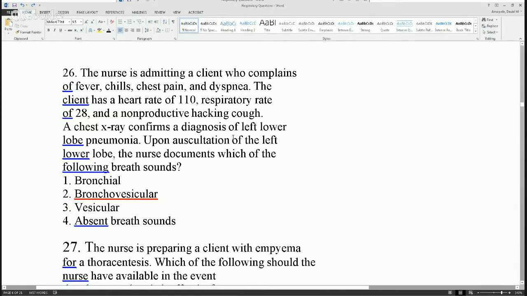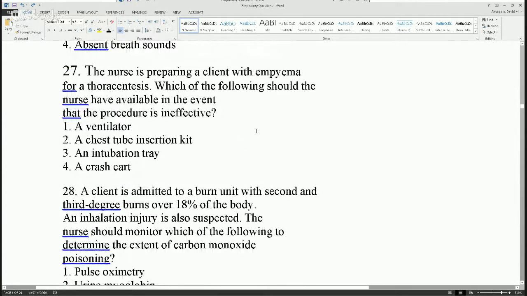All right, Jeff. Just another one. The nurse is preparing a client with empyema for a thoracentesis. Which of the following should the nurse have available in the event the procedure is ineffective? You should have available a chest tube insertion kit. Yup.